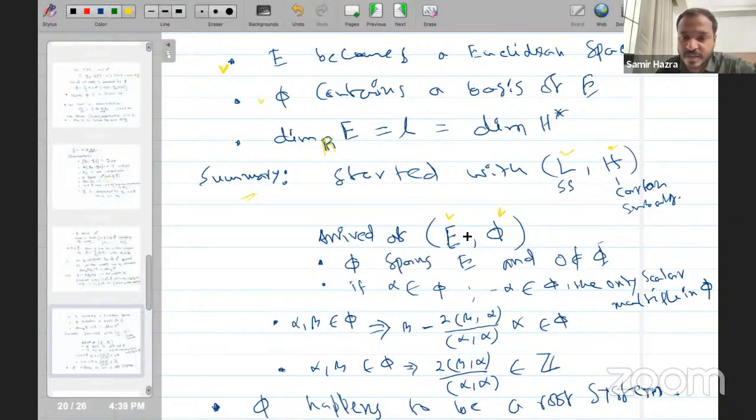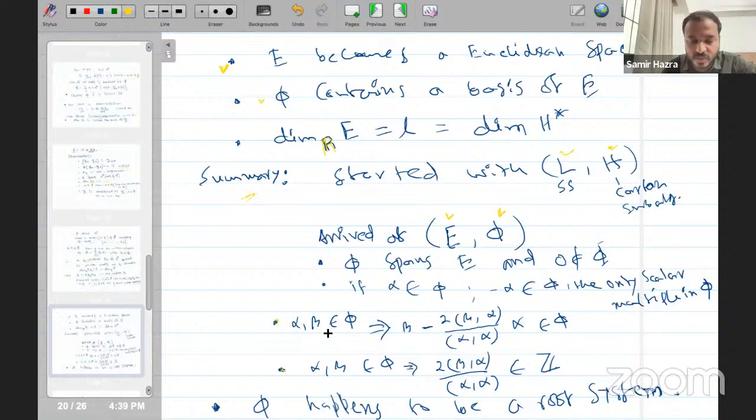So phi spans E, and 0 does not belong to phi. And if alpha belongs to phi, then minus alpha also belongs to phi. Okay. And these are the only scalar multiples of alpha which are in phi. And these two conditions can also be proved.